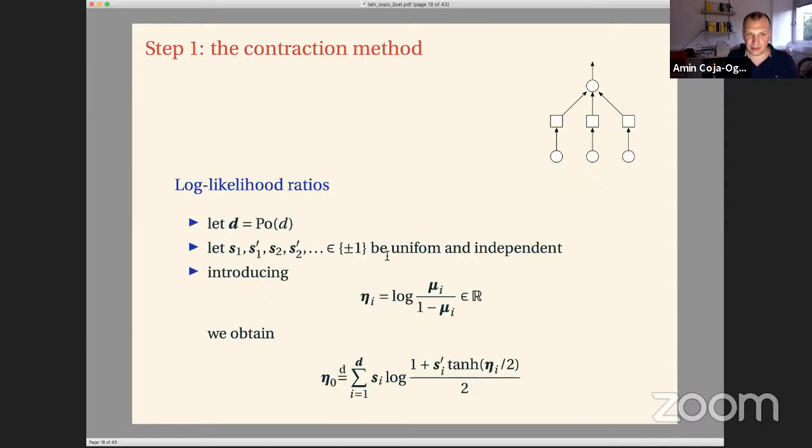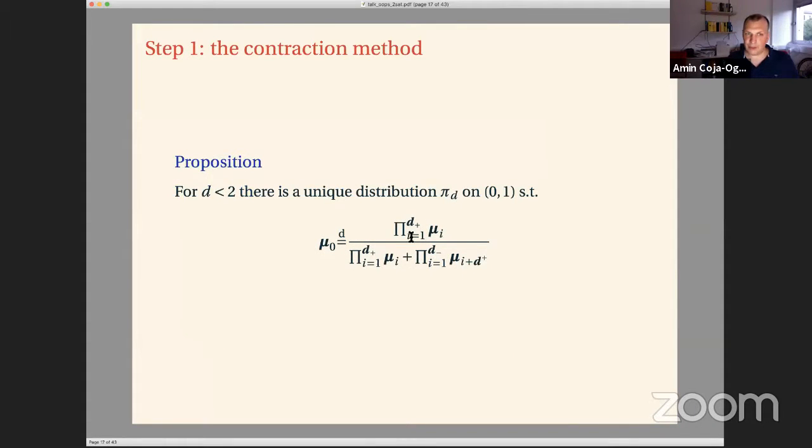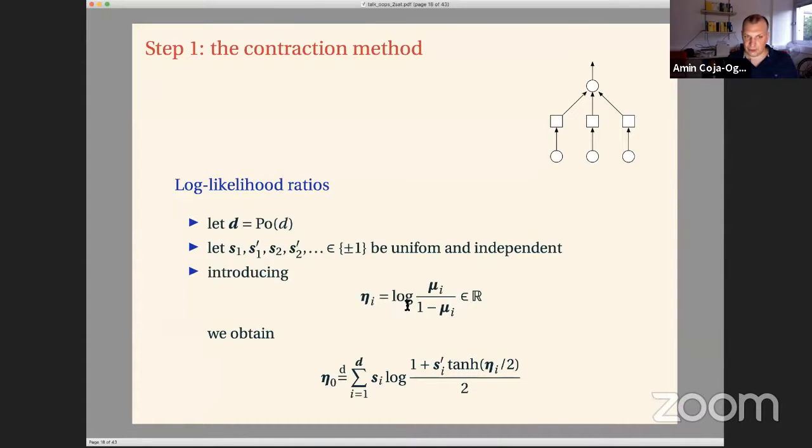And so one trick that is often useful to get rid of this kind of nasty denominators is to look at log likelihood ratios. This means that instead of studying the mu i's themselves, the messages themselves, which are numbers between 0 and 1, we are going to look at these log likelihood ratios, log mu i on 1 minus mu i, and that's a positive or negative real number. By going to mu i on 1 minus mu i, we immediately get rid of this denominator, and we are left with a product of quotients. And so upon taking the log, this product turns into a sum.